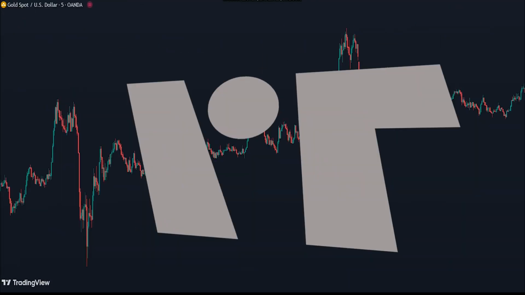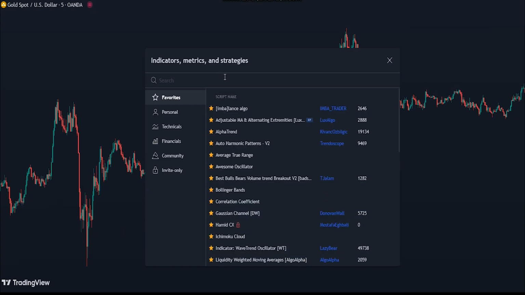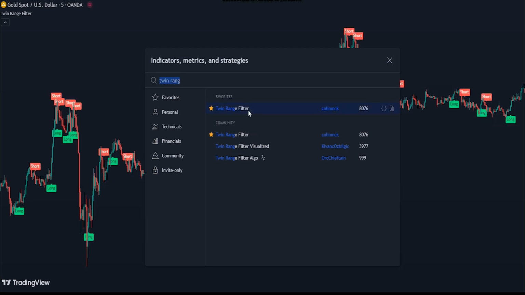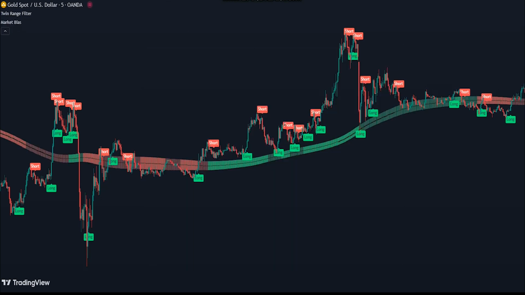Let's go to the TradingView website. From the Indicators section, we search for Twin Range Filter, Collins version, and add it to our chart. For the second indicator, we search for Market Bias by Professor and add it to the chart. Now we have two indicators that help us identify the trend and entry points, but we need to optimize their settings.